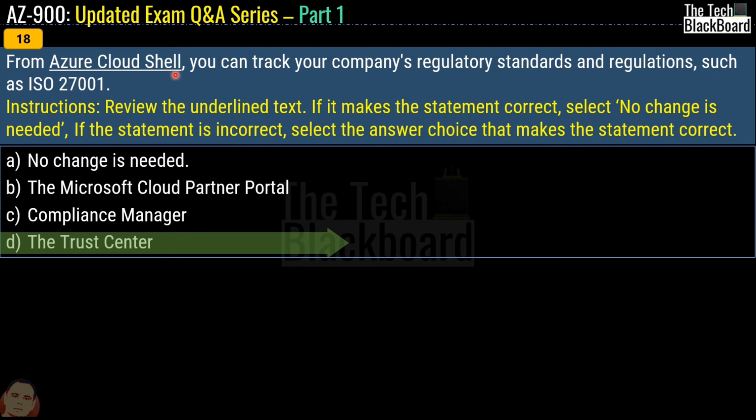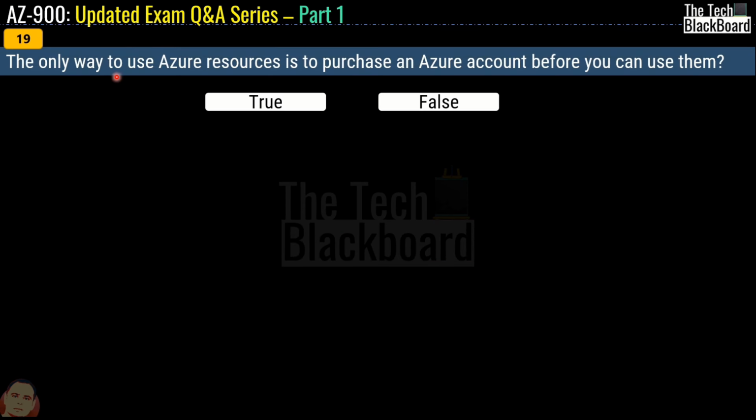Azure Cloud Shell. Coming to question number 19, it says that the only way to use Azure resources is to purchase an Azure account before you can use them. You have to tell whether it's a true statement or a false statement. And the correct answer for this question is that it's a false statement. And the reason is very simple. You can always create a free Microsoft Azure account and then you can start creating or using Azure resources.